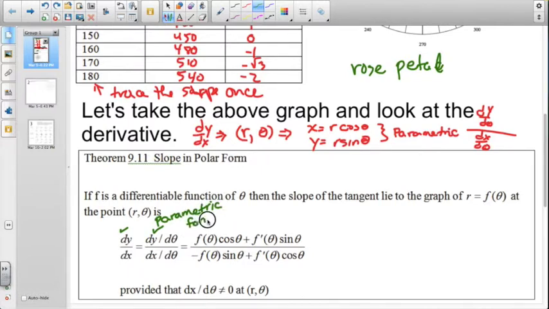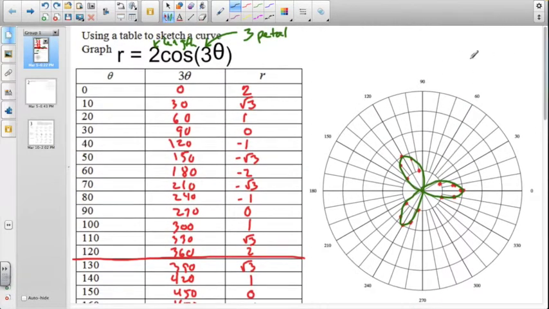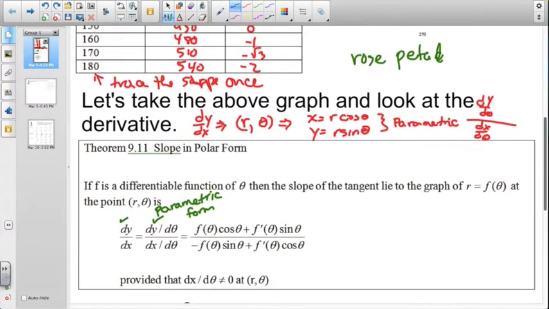And I like to stop with that definition. If we take a look at this rose petal, r equals 2 cosine 3 theta, we can see it. If we look at r equaling 2 cosine 3 theta as our polar function, then in order to get this in Cartesian form, we have to do this.